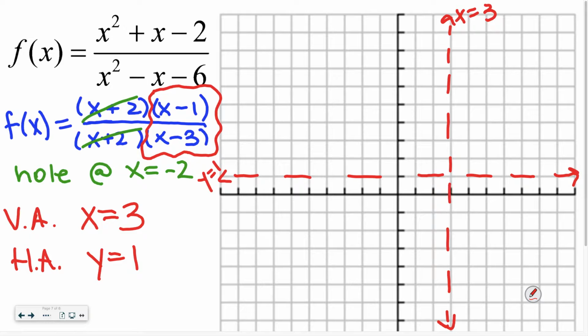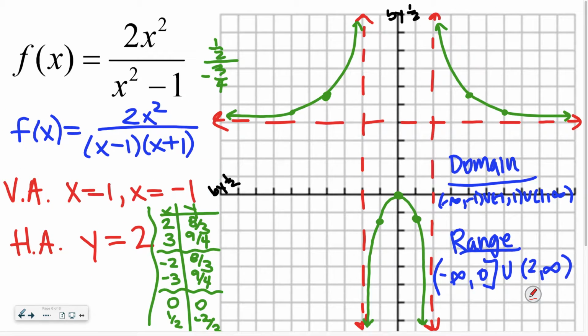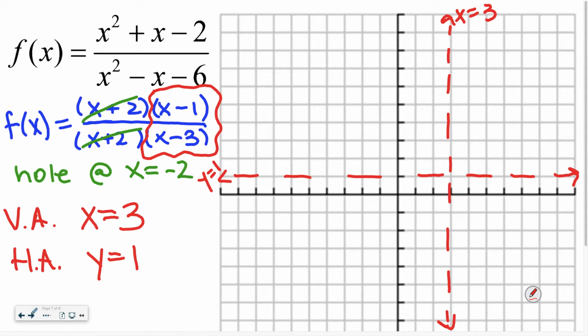Yes? How do you find the HA again? The horizontal asymptote? So since the degree of the numerator and denominator are the same, we look at the coefficients in front of those. And since it's 1 over 1, our horizontal asymptote is at 1. Oh, it's like that fraction. Yep, it's the fraction. Kind of like over here we had the 2 over 1. Good question.